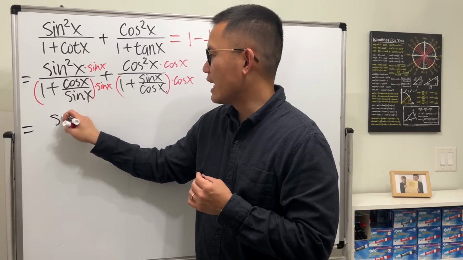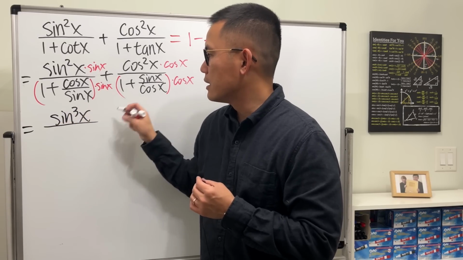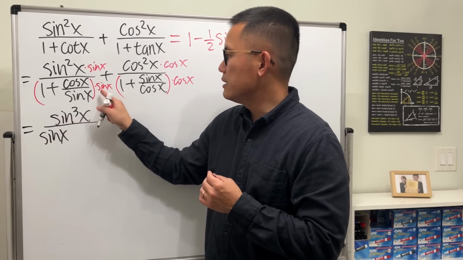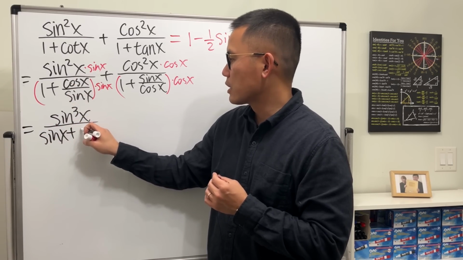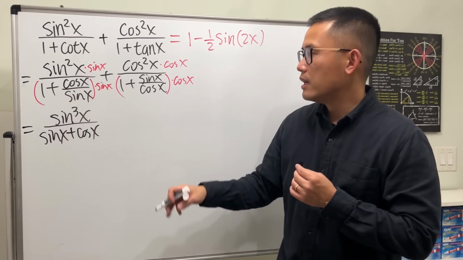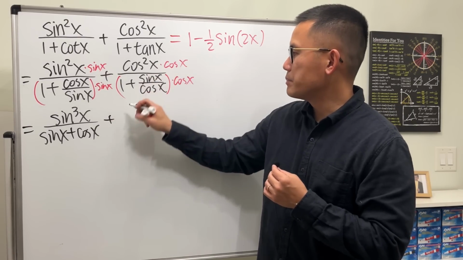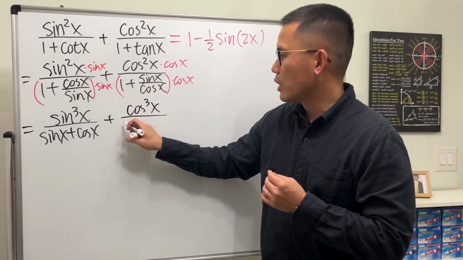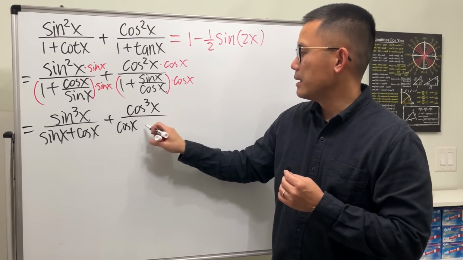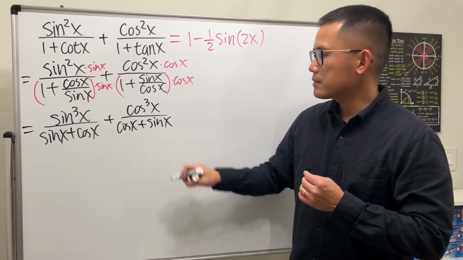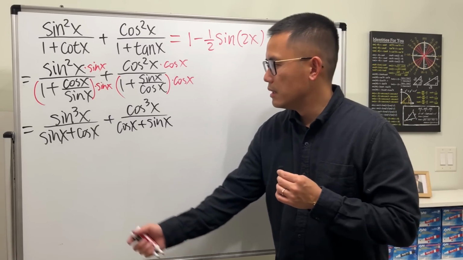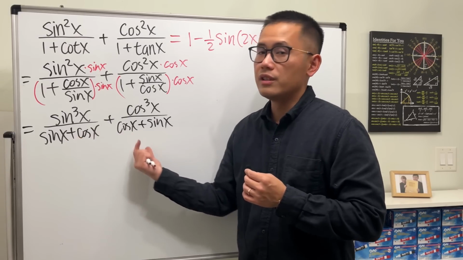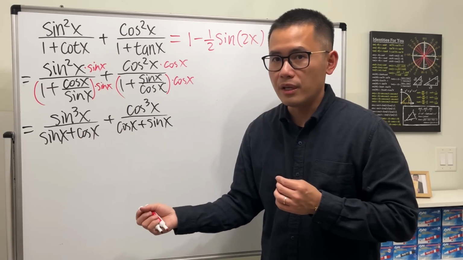On the top, we have sine to the third power x. Distribute this to that, so we have sine x. This and that cancel, so plus cosine x. Continue, we add. The top is cosine third power x over cosine x, and then plus sine x. Now have a look. The denominators are actually the same. The order of addition doesn't matter. So now we can actually put them together.